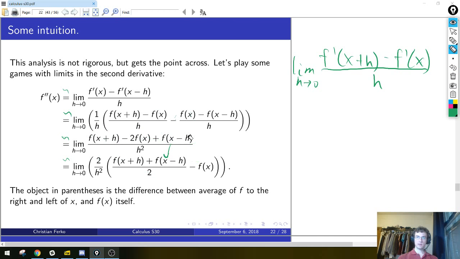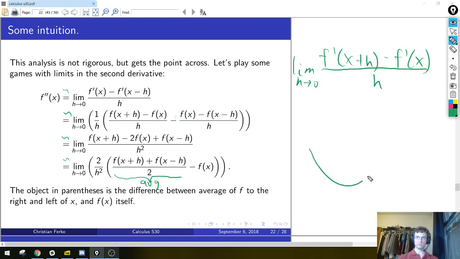Now there's a very nice interpretation of this thing inside parentheses, because this thing is the difference between the average, this is an average, right? It's the average between f at x plus h and f at x minus h. So this is the average value of f a little bit to the right and a little bit to the left of x. This one is the value at x itself.